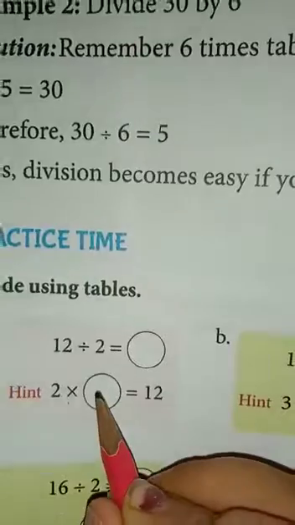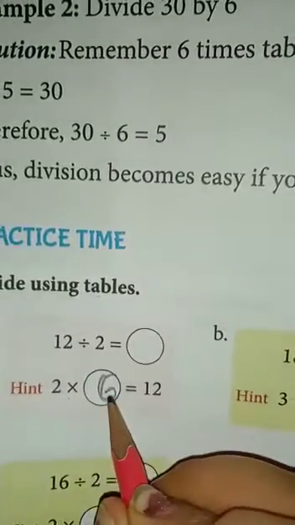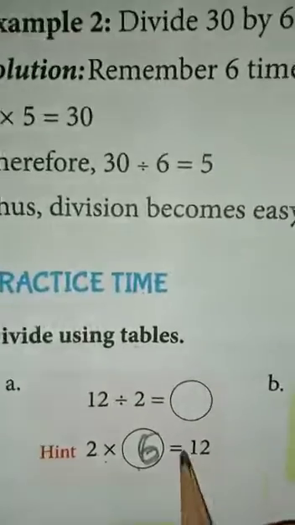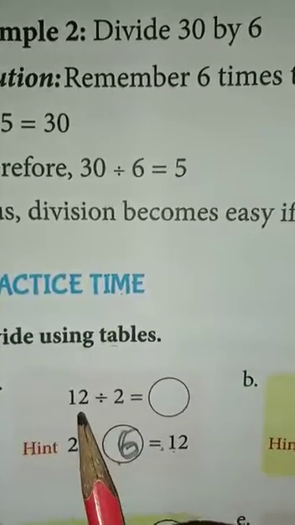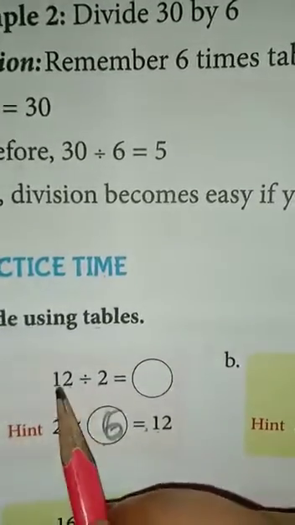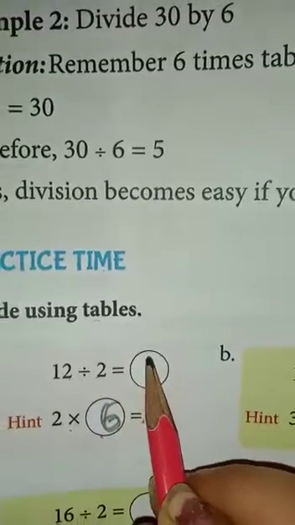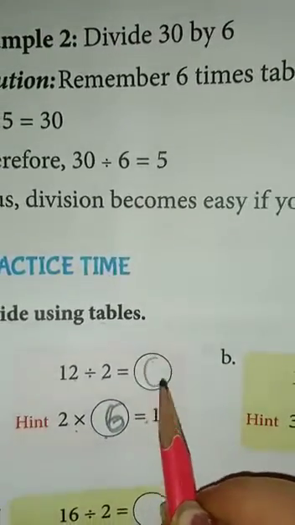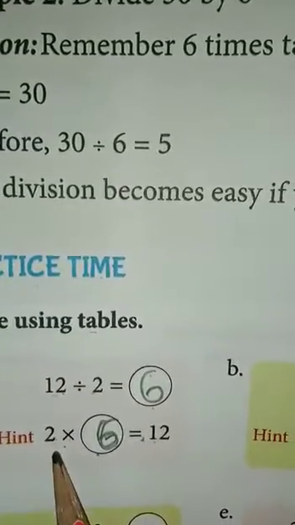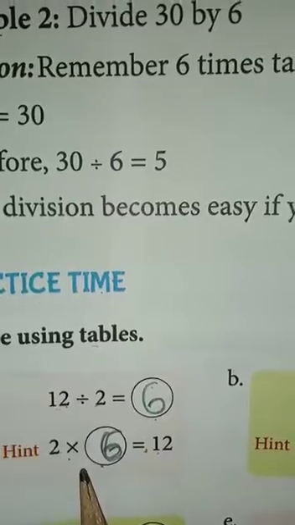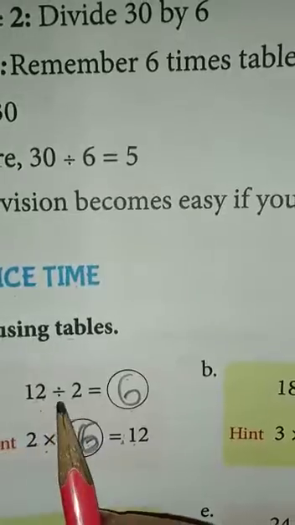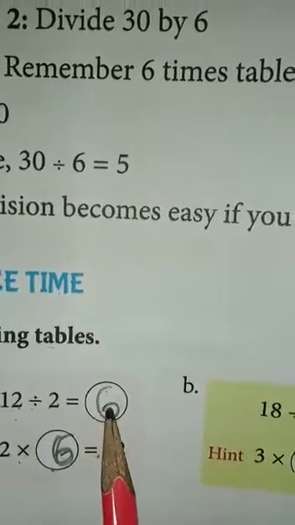So 2 sixes are 12. Now we have to divide using tables. Here they have given 12 divided by 2, and the answer is 6. We have used the table for division using tables. 2 sixes are 12, so we got the answer: 12 divided by 2 is equal to 6.